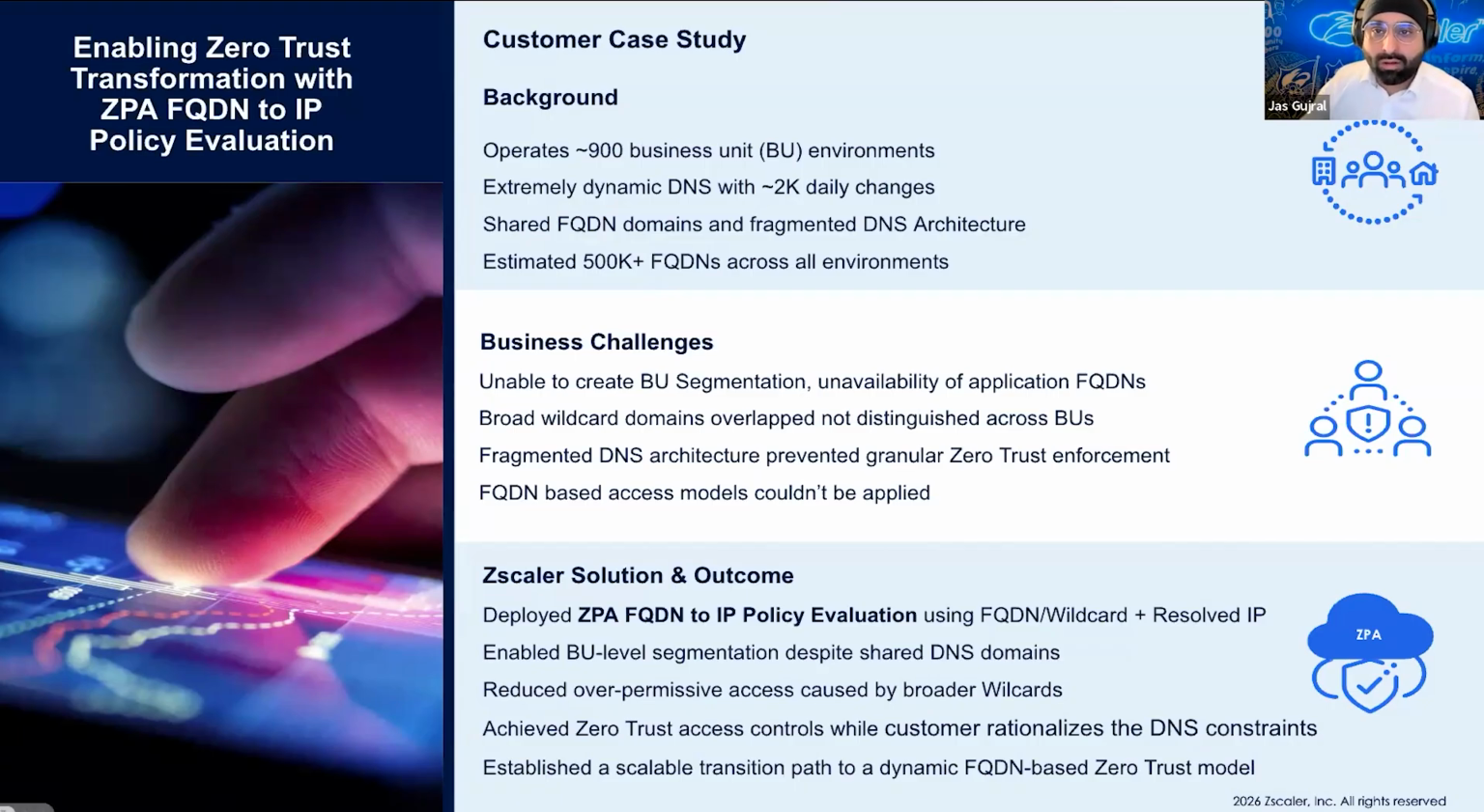So let's take a look at Zscaler's solution. How did we fix this problem? What was done to achieve the goal? What was the outcome? So Zscaler addressed this by deploying ZPA's advanced FQDN to IP policy solution, the very solution that we've been talking about.